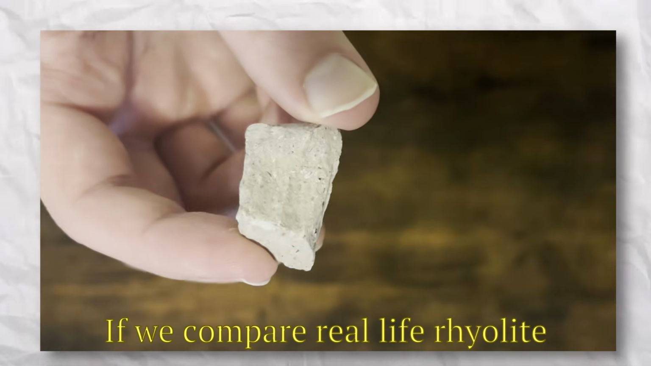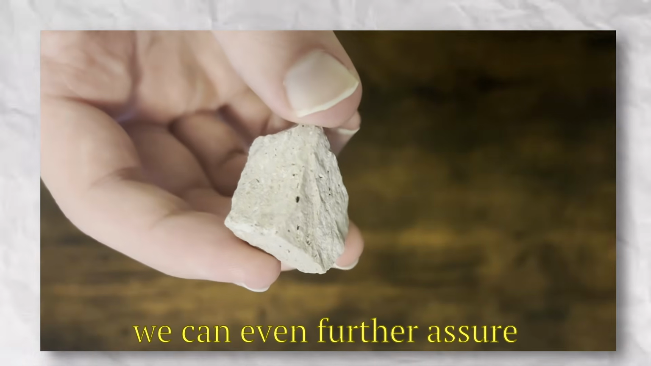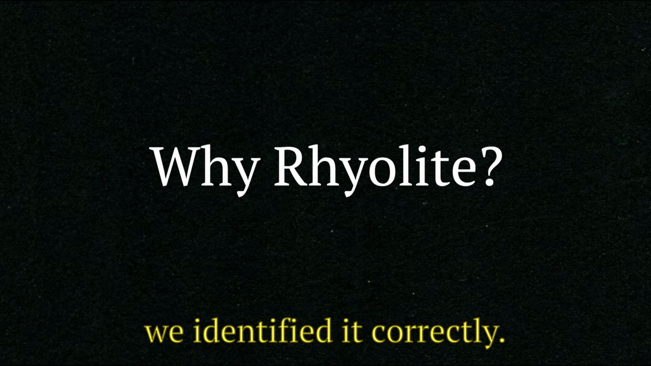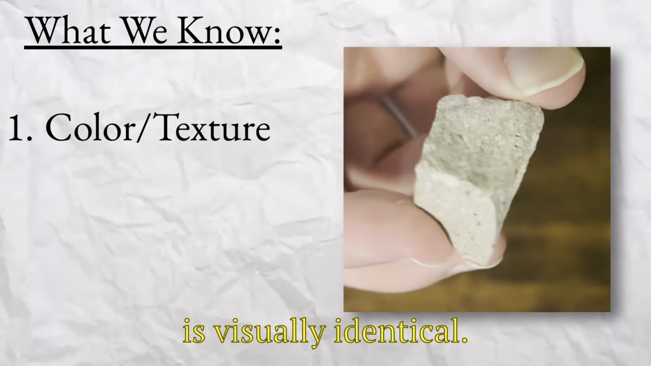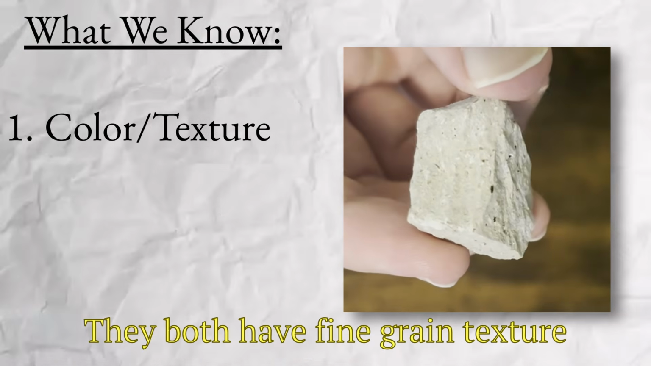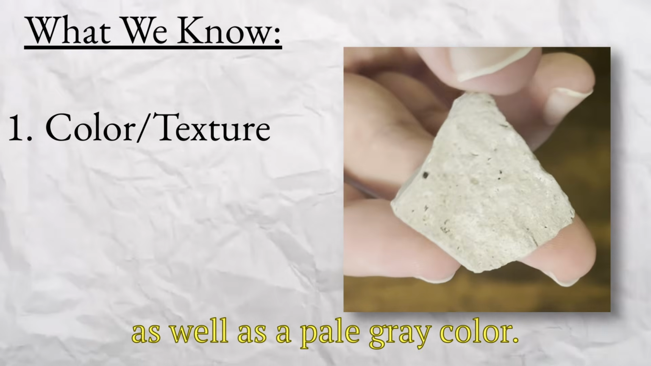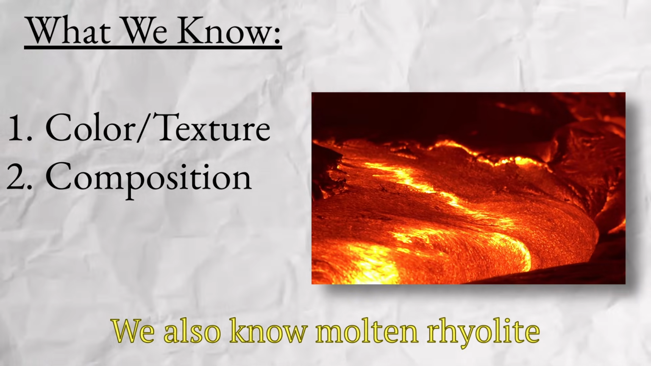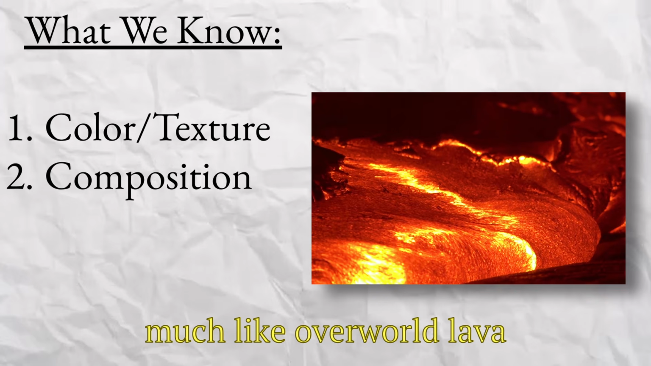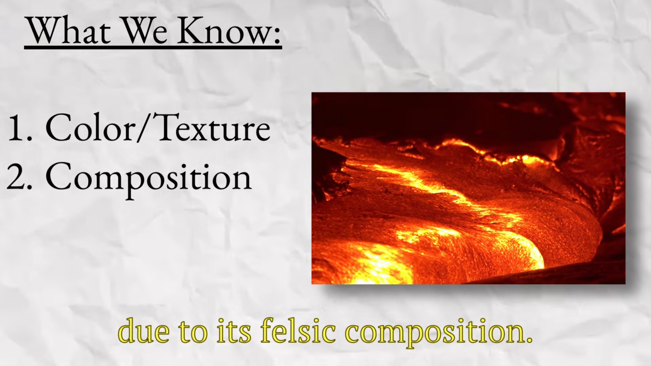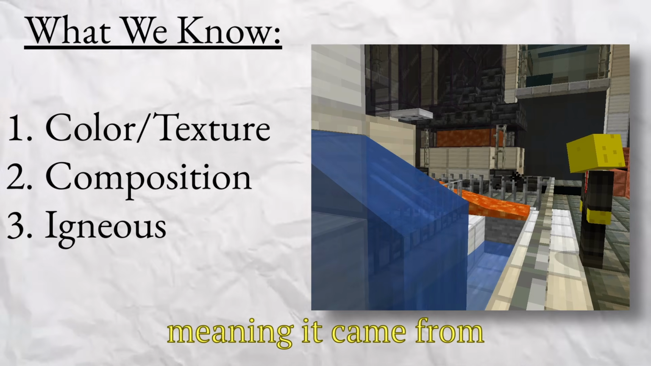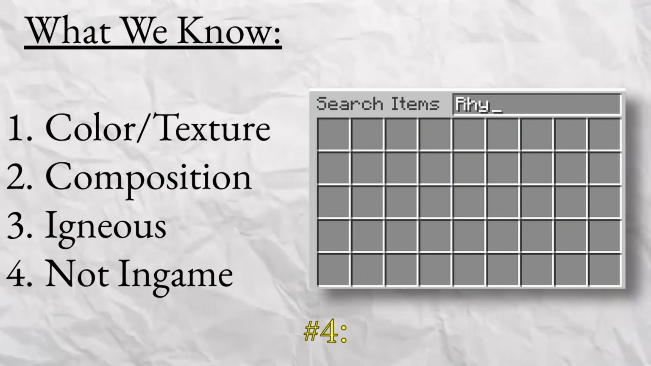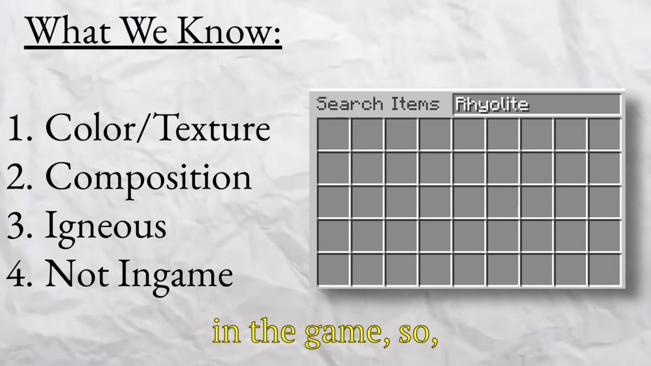If you compare real-life rhyolite to the properties of stone, we can even further assure we identified it correctly. Here's what we know. Number 1, the color and texture of stone and rhyolite is visually identical. They both have a fine-grained texture as well as a pale gray color. Number 2, we also know molten rhyolite flows very slowly, much like overworld lava due to its felsic composition. Number 3, like other rocks we know in Minecraft, it's igneous, meaning it came from the cooling of lava. And lastly, number 4, it doesn't already exist in the game, so no issue there.